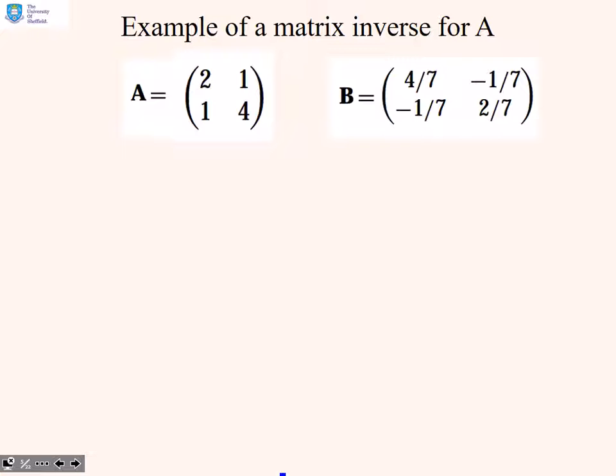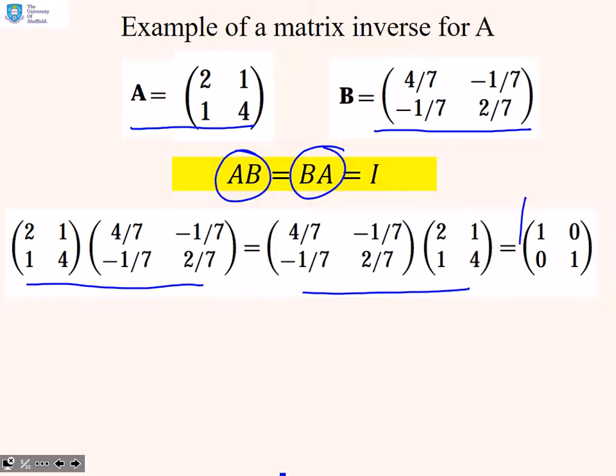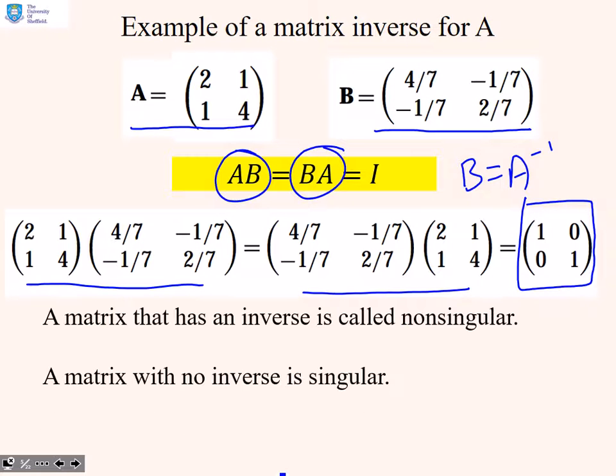Here's a different example which I won't dwell on. So A is 2, 1, 1, 4, and you can see B here, which involves fractions of a seventh. In this case, if you multiply A times B and B times A, which they've written out here, you'll find in both cases you get the identity. So in this case, B is equal to the inverse of A. Now, a matrix that has an inverse is called non-singular. A matrix with no inverse is singular.